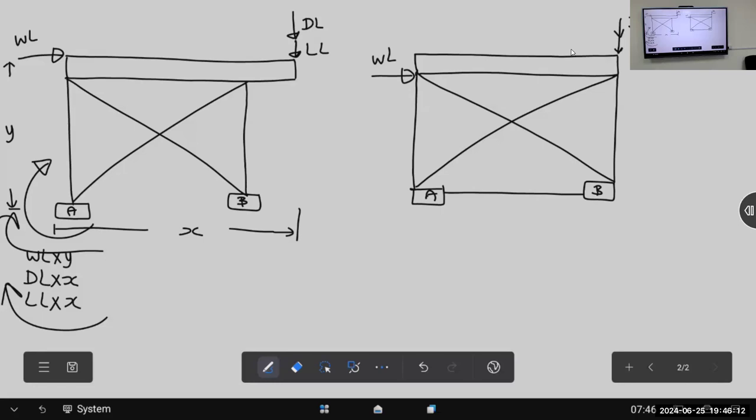Now, what is the combination here? Dead plus live, dead plus wind, dead only, or dead plus live plus wind? Right. What will happen for foundation B in this case? If there is uplift in foundation A, what will happen for foundation B? Opposite direction. If they have movement in opposite directions, what do we call it?